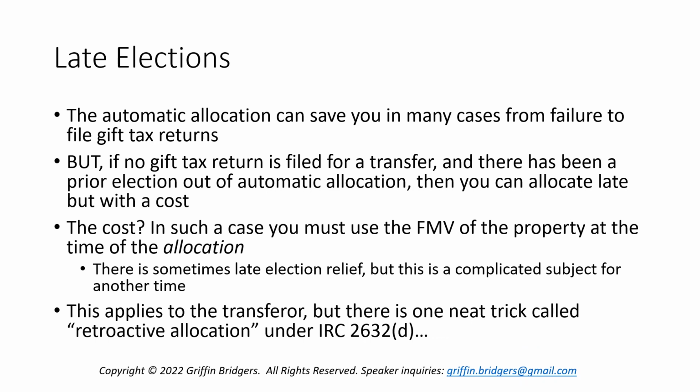What is that cost? Well, in this case, you have to use the fair market value of the property at the time of the late allocation. So if you have elected out of automatic allocation and you've relied on manual, you have to be consistent with your gift tax returns for every transfer, because if you're late on one, you're going to have to revalue the property as of the date of the allocation on the late return.